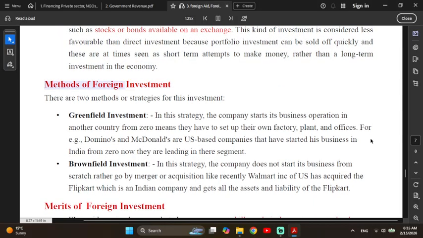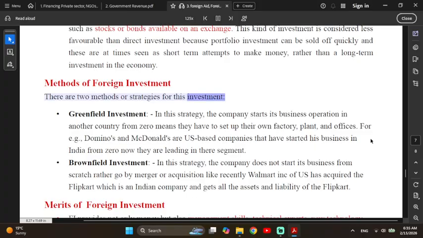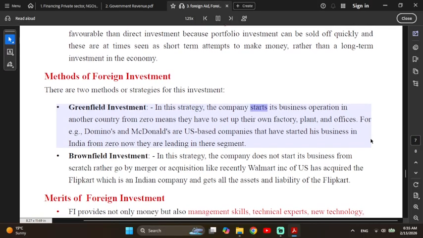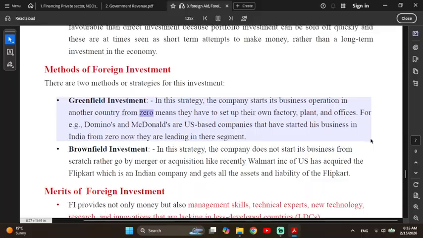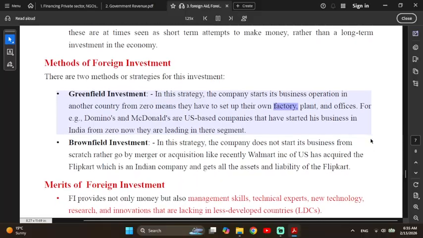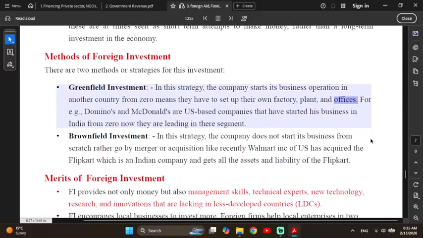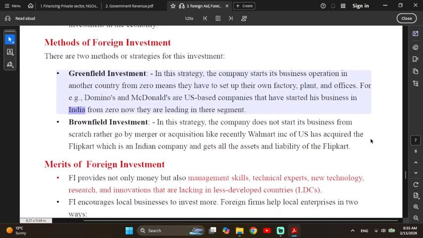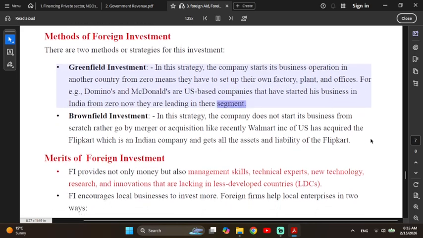Methods of foreign investment. There are two methods or strategies for this investment. Greenfield investment. In this strategy, the company starts its business operation in another country from zero, meaning they have to set up their own factory, plant, and offices. For example, Domino's and McDonald's are US-based companies that have started their business in India from zero. Now they are leading in their segment.